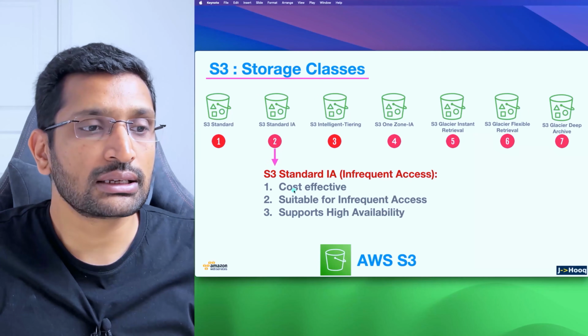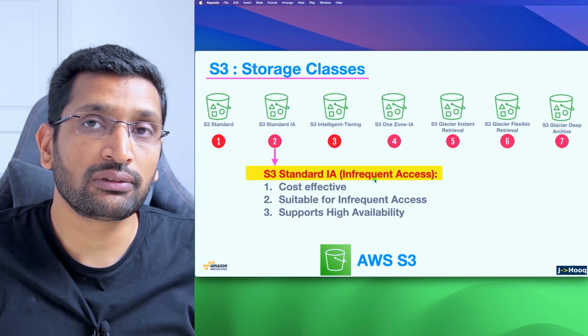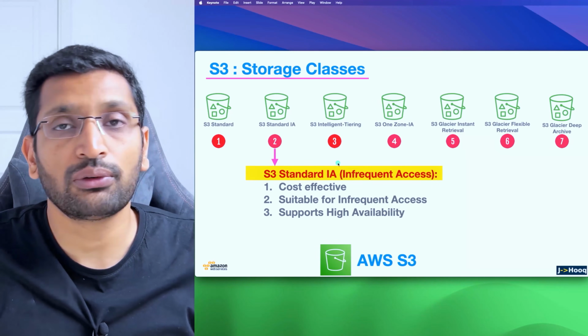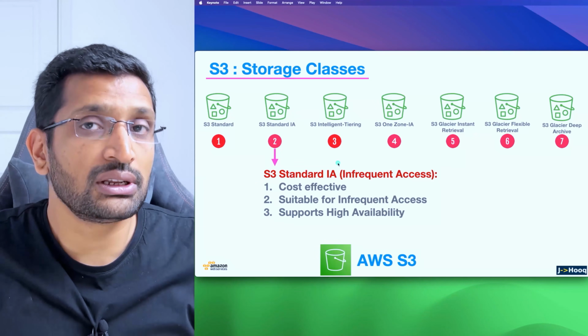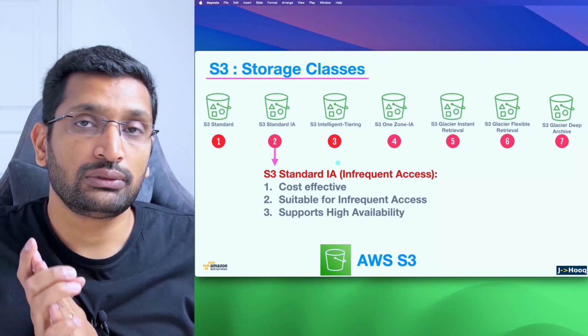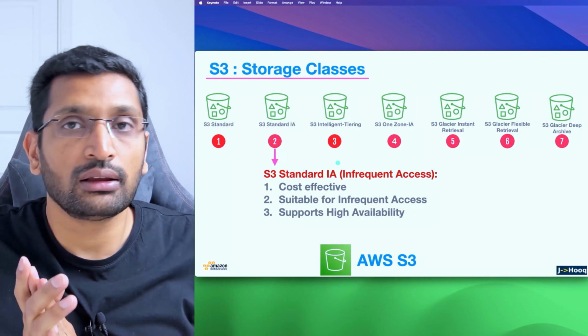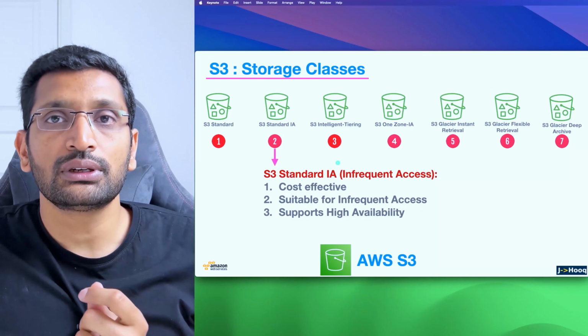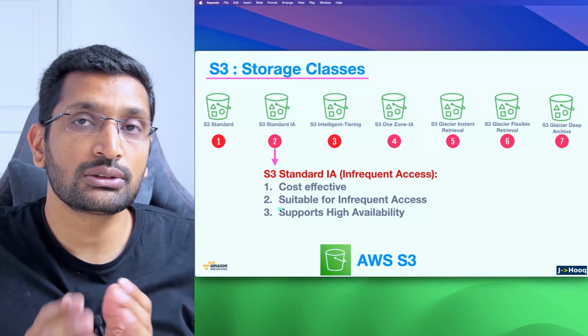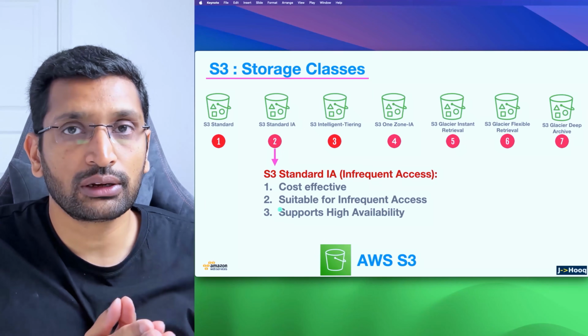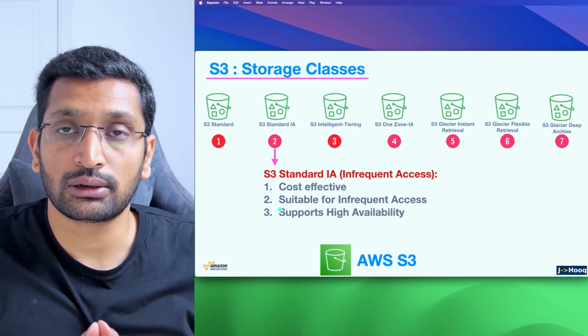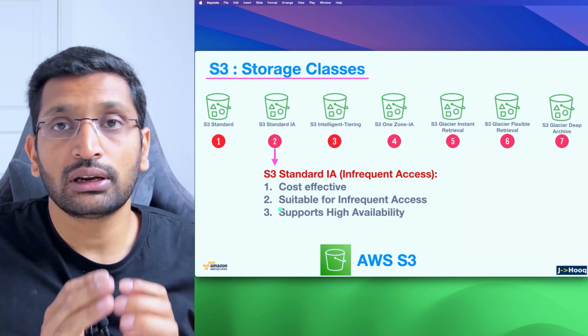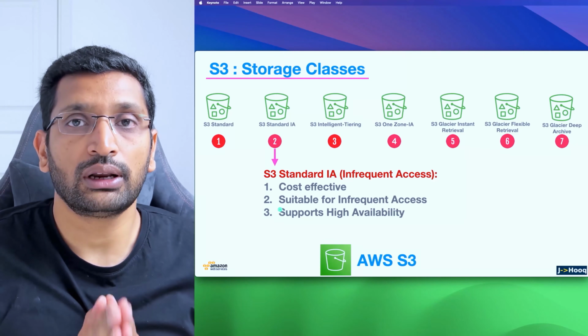The second in the list is the S3 Standard Infrequent Access, where IA stands for infrequent access. So let's take a look at what the properties of that S3 Standard IA storage class are. The first one is cost effectiveness. This is going to be a little bit more cost effective compared with your S3 Standard. Secondly, it is really suitable for infrequent access.